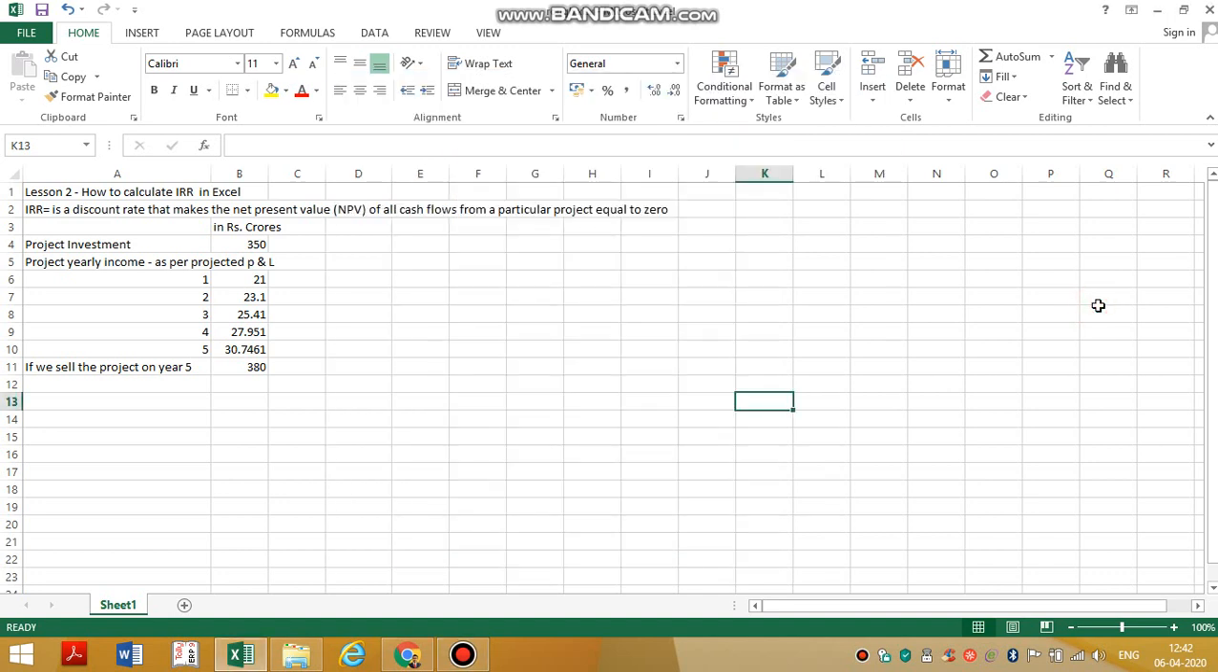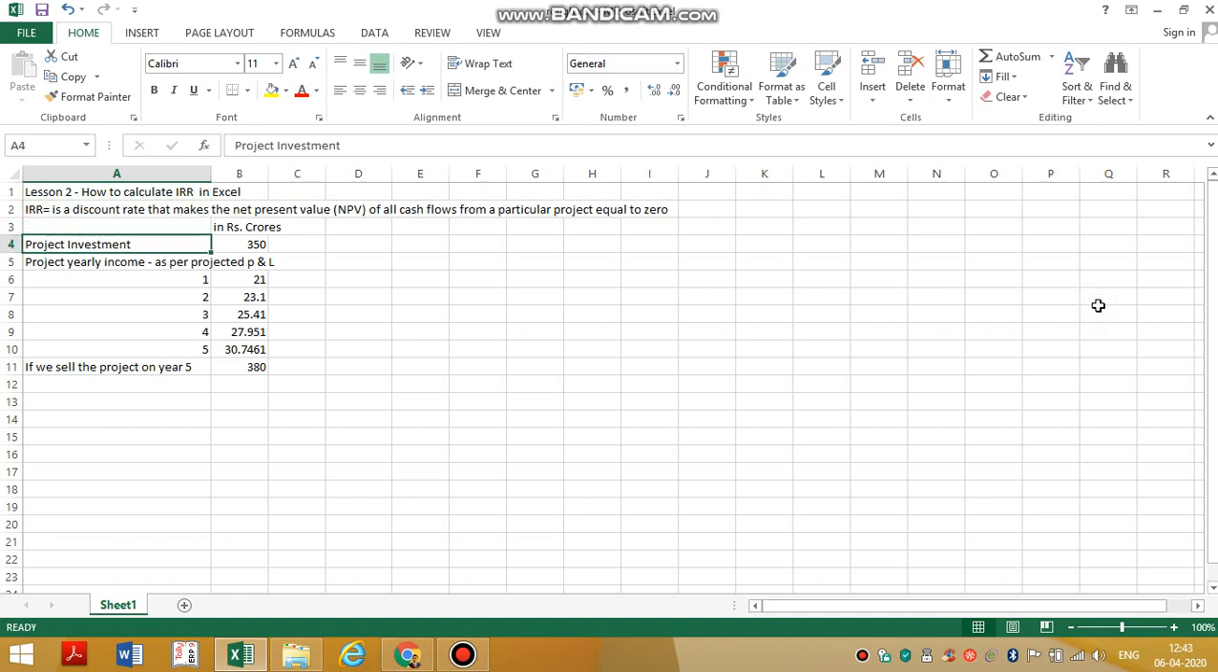Now we will calculate IRR, internal rate of return. Internal rate of return is a discounting rate that makes the net present value of all cash flows from a particular project equal to 0. We have calculated net present value in the previous video. Now we will see how to calculate IRR.